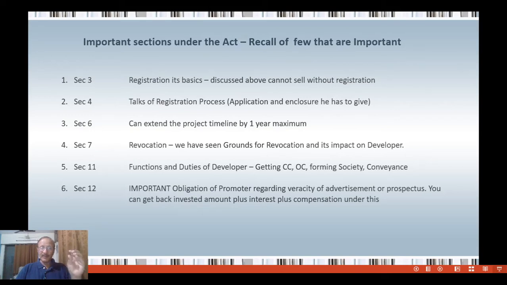So, 3 was for registration, 4 was for uploading all the documents for registration. Without registration you can't sell. Okay. 6 was for extension of the project by maximum 1 year, but there is one exception. 7 we saw it was for revocation. Okay. Now, the next important one is of course, duties of the promoter, what he is supposed to do.